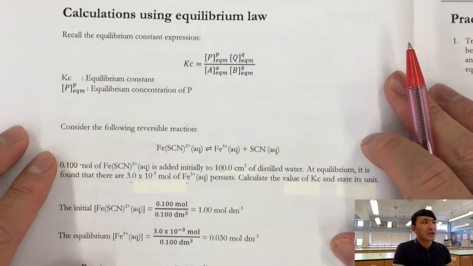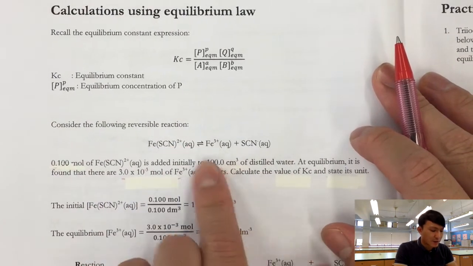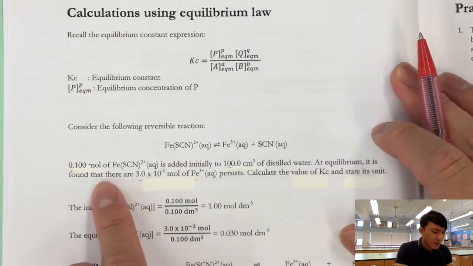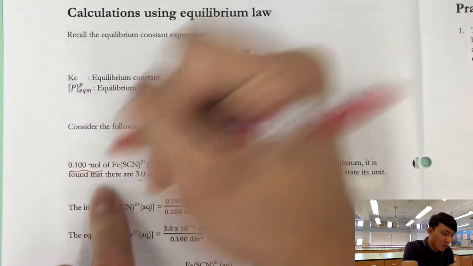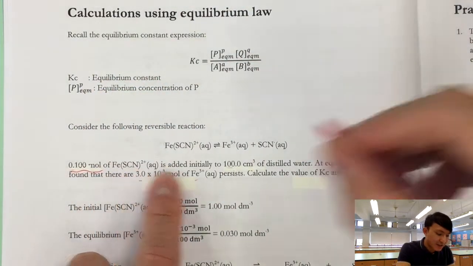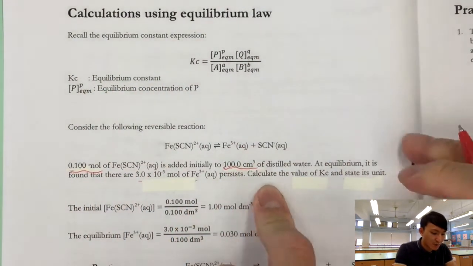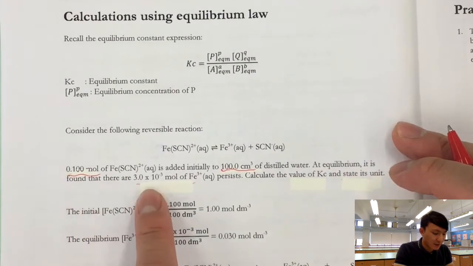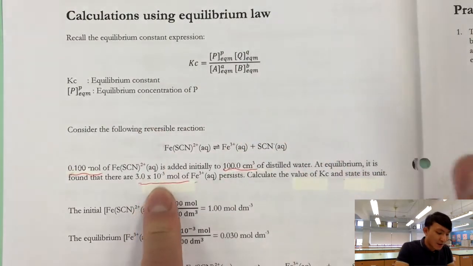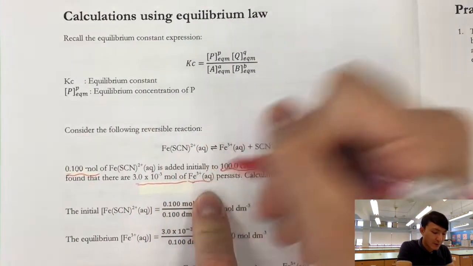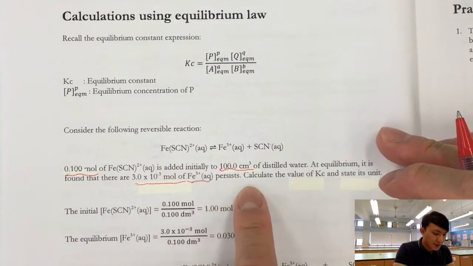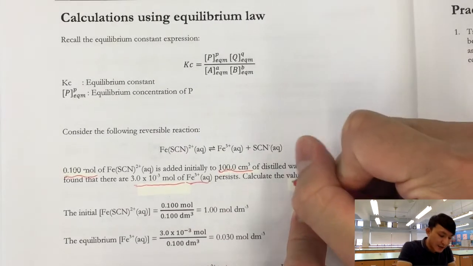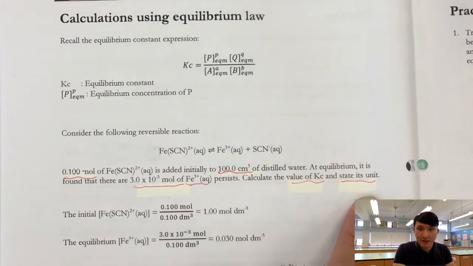We have a worked example. We have this reversible reaction, and we start off by adding 0.1 mole of the reactant into 100 cm cube of distilled water. At equilibrium, it is found that there are this quantity of Fe3+, which is one of the products. Now you're asked to calculate Kc and state the unit.